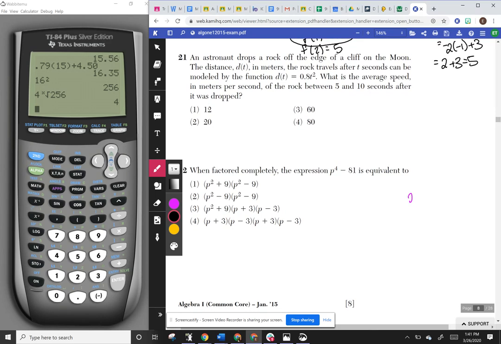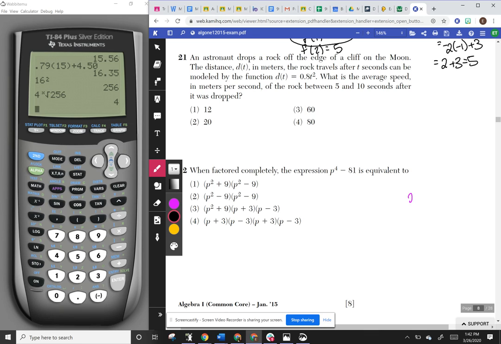Question 21. An astronaut drops a rock off the edge of a cliff on the moon. The distance, d of t in meters, that the rock travels after t seconds can be modeled by the function 0.8 t squared. What is the average speed in meters per second of the rock between 5 and 10 seconds after it was dropped? So we want to know the average speed, so we have to look at the distance between the two and find its average rate.